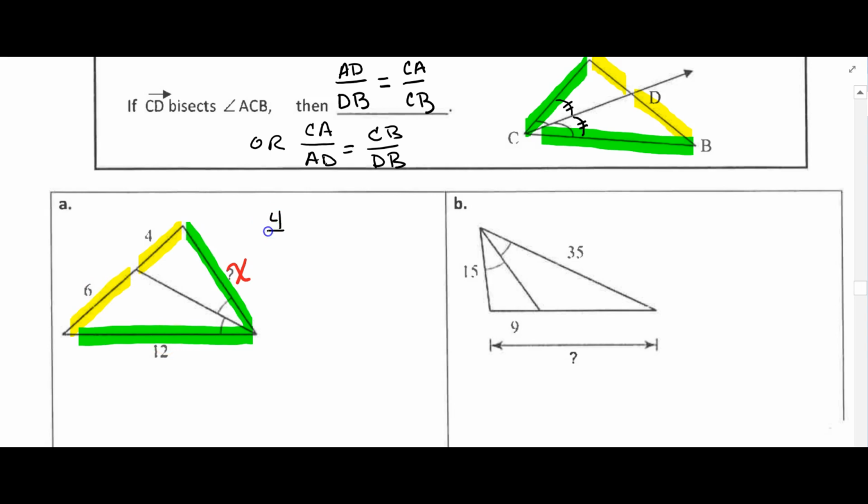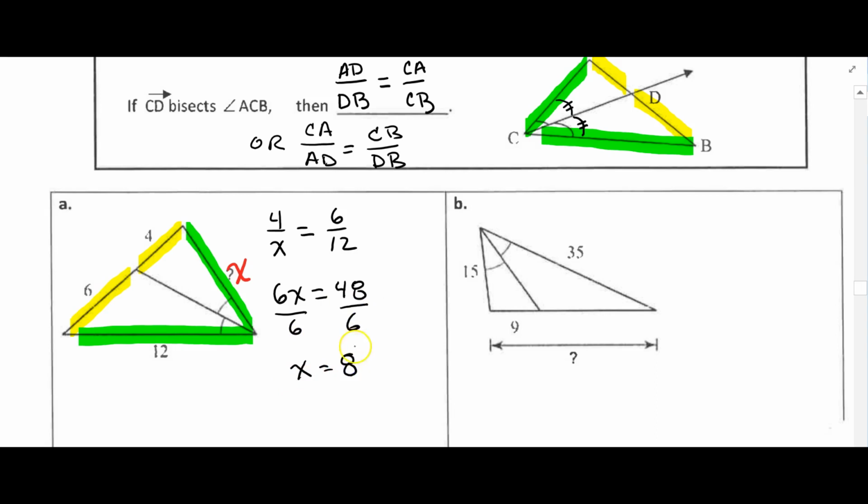So I'm going to go 4 over X is equal to 6 over 12. Now if you want to reduce that, you can. I'm just going to leave it like that. Then we're going to cross multiply, so I get 6 times x. 12 times 4 is 48. Divide both sides by 6, and I get that x is equal to 8.